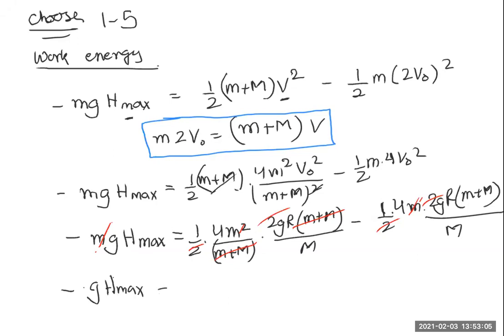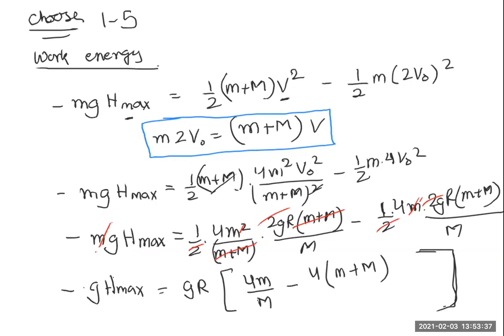is equal to, यहाँ क्या आएगा? gr अगेन कॉमन ले लेते हैं. gr कॉमन ले लिया, दो ही टर्म्स हैं, दिस शुड नॉट बी वेरी डिफिकल्ट. gr कॉमन ले लिया तो क्या आएगा हमारे पास? 4m by M, राइट, माइनस यहाँ पे क्या आएगा? 4m plus M by M, राइट. g और g भी अब कैंसिल कर सकते हैं हम.